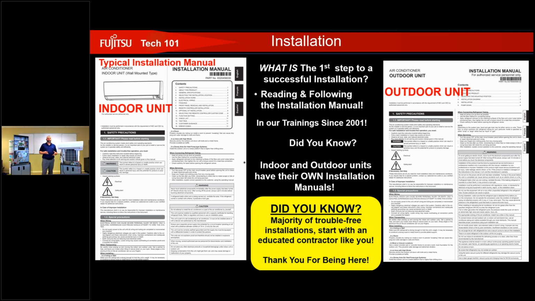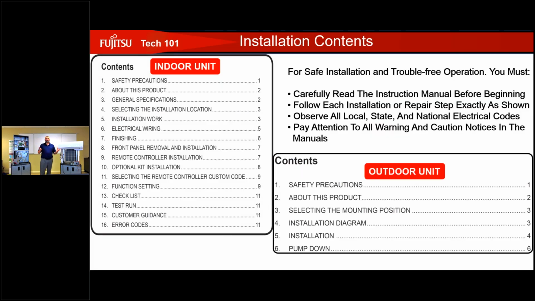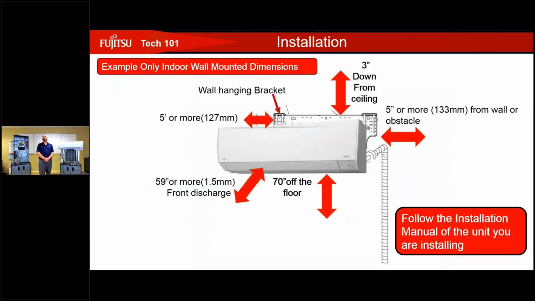All right, as I said, the majority of trouble-free installations start with our trainings here and walking you through that process and getting you comfortable with the equipment that you're installing. So basically, you have the same thing, table of contents to start off. You can use this for a quick reference throughout the installation process if need be, but we always recommend that you read through the entire manual before doing an install. You can see there, table of contents specific to the indoor unit and then specific to the outdoor unit.